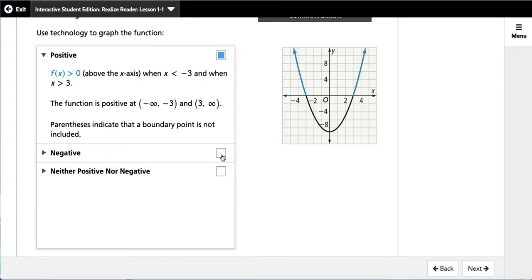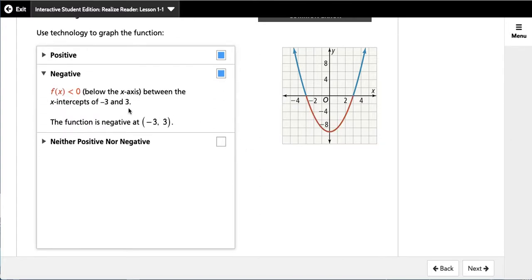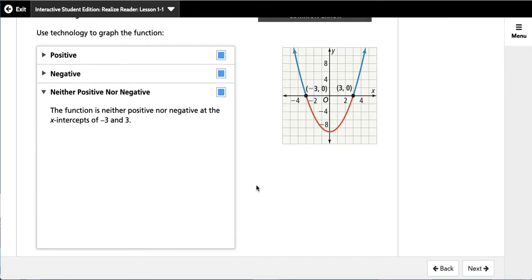How about the negative values? Well, the negative values will be in between the negative 3 and the 3. That's where it's below the x-axis, from negative 3 to 3. They use interval notation. And then where is it neither positive nor negative? That's when it equals negative 3 or 3. Those 2 points are where it equals 0, and 0 is neither positive nor negative.